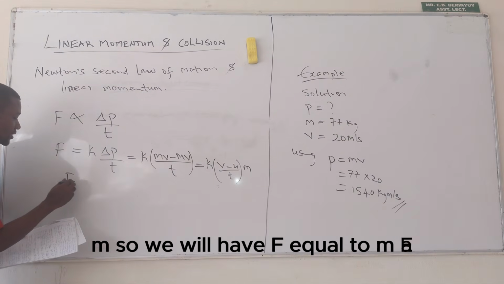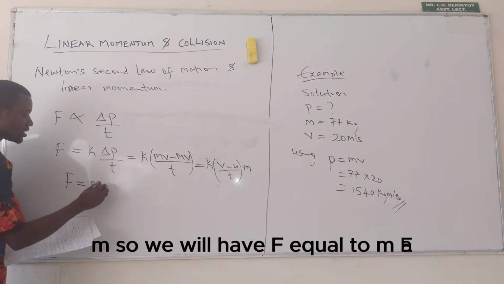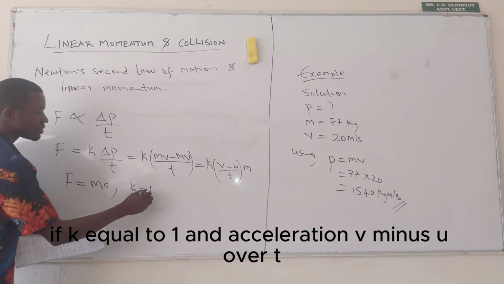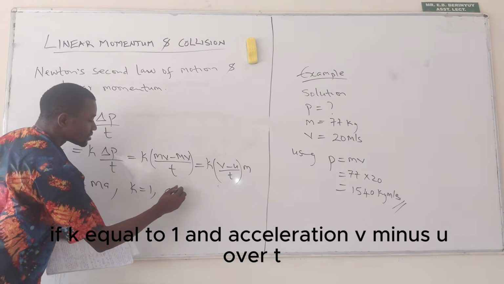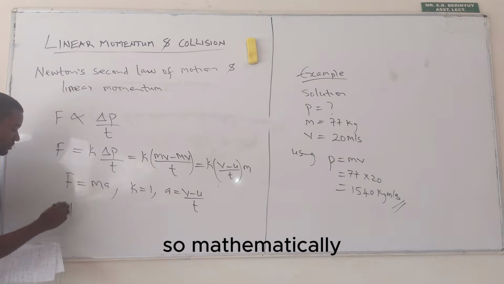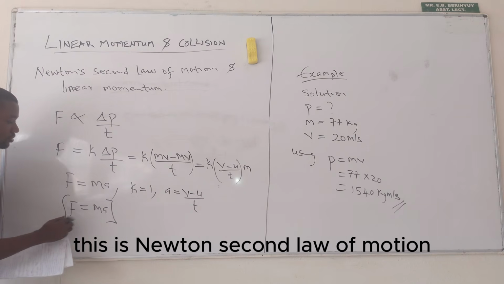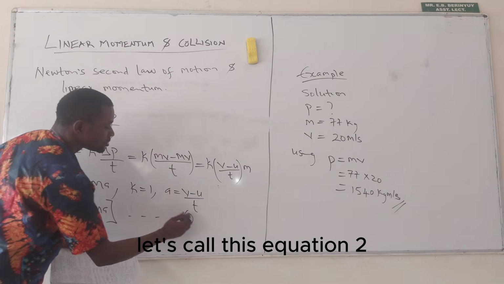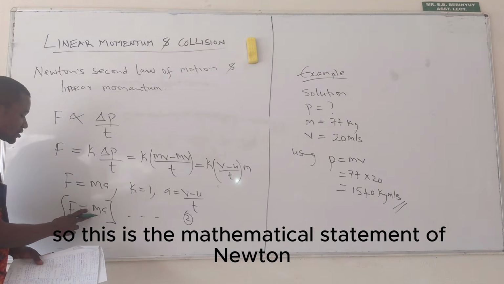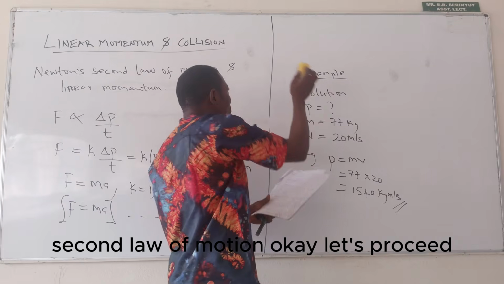So we will have F equal to ma, if k equals 1 and acceleration is (v minus u) over t. So mathematically, this is Newton's second law of motion. Let's call this equation 2. This is the mathematical statement of Newton's second law of motion.